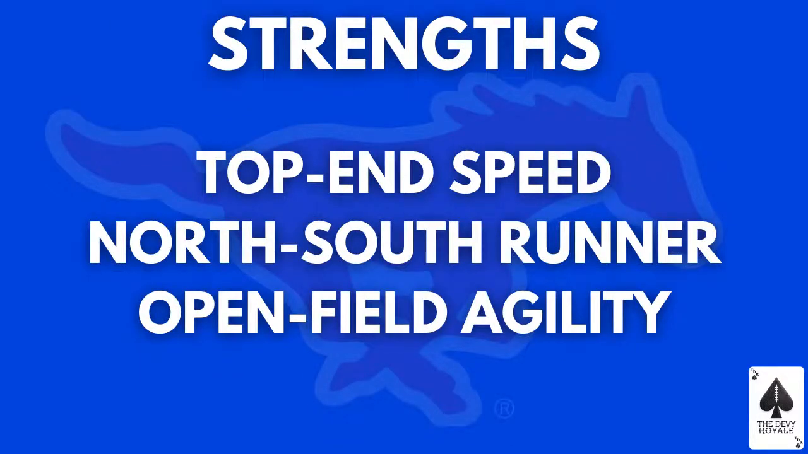So top end speed, you're going to watch it on tape here in a minute. He's got top end speed. He talks about a 10.6 as a verified sophomore in the 100. He showed really good agility north-south wise as well. Open field agility, he can make guys miss. When you're talking about Camar Wheaton, he can make guys miss in the open field. He also has good short lateral quickness, especially at the line of scrimmage, which you like to see.